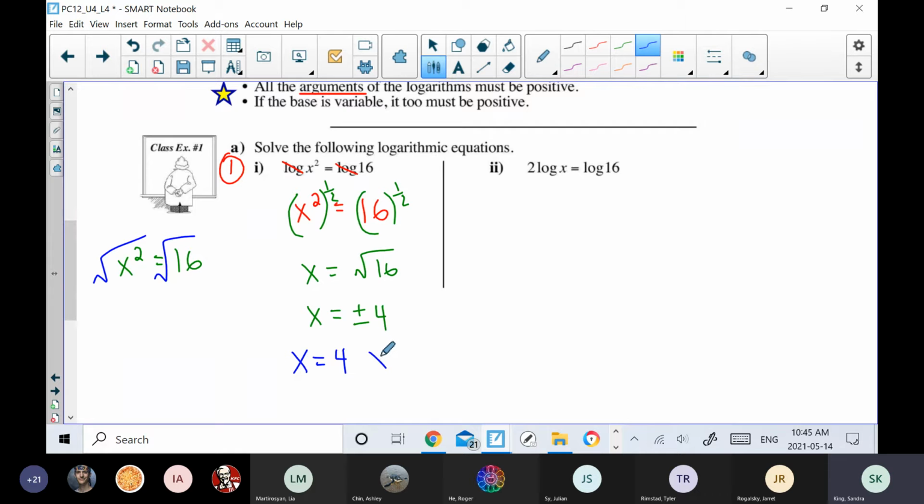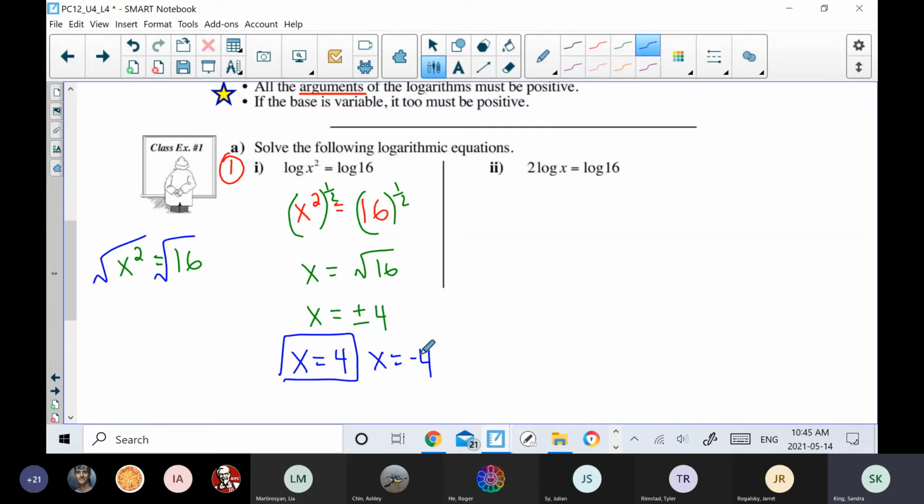X is equal to 4. X is equal to -4. They may both be solutions. One of these could be extraneous. We have to check by plugging our answers back into the original equation. So if I put a 4 in, right, 4 squared is 16. Log of 16 equals log of 16. Left side equals right side. I know that X is equal to 4 is going to be a solution.